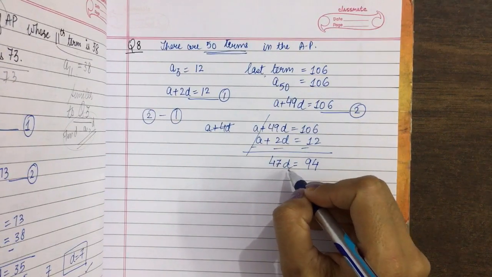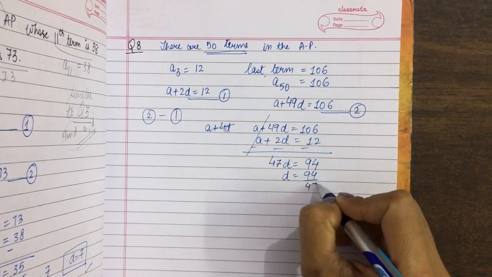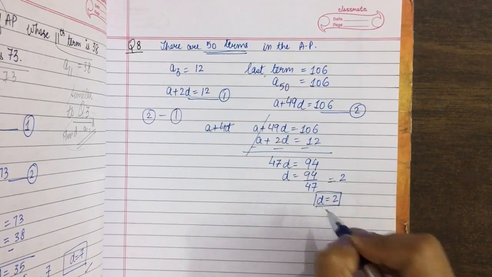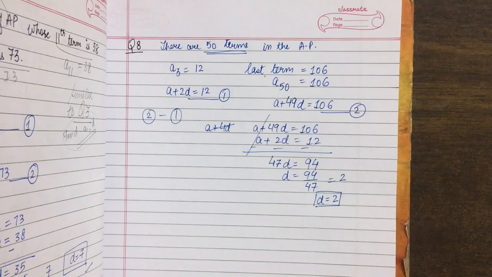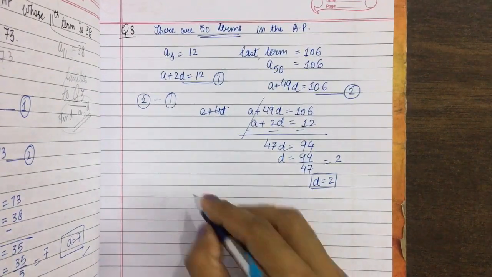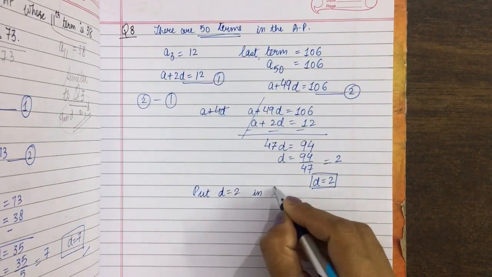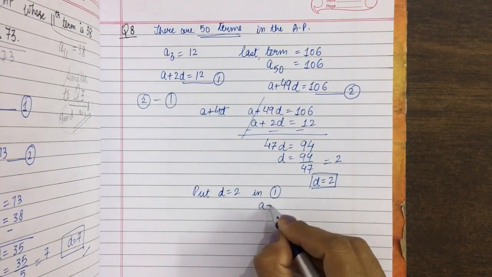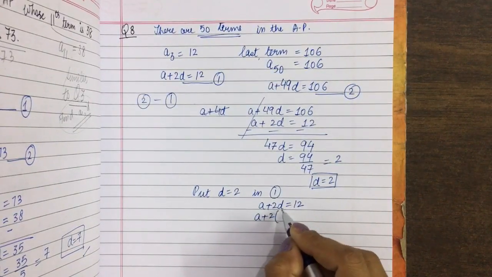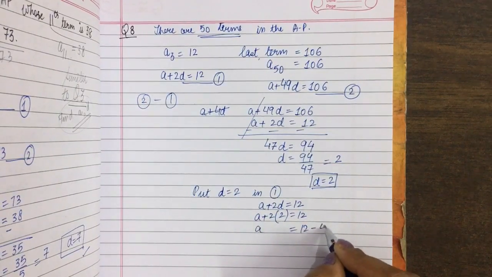So I get 47d equals to 94. From here the value of d equals to 2. I'm going to use this value of d either in equation number 1 or in equation number 2 to find out a. Let's put it in first equation. Put d equals to 2 in equation number 1. Equation number 1 is a plus 2d equals to 12. So after replacing d by its value, a comes out to be 8.